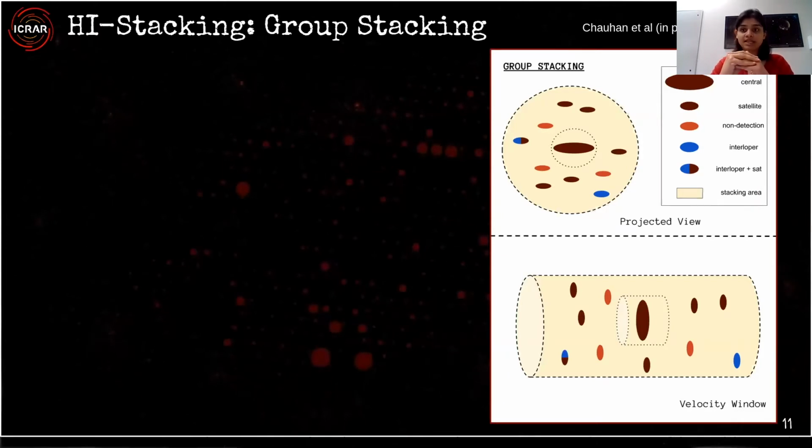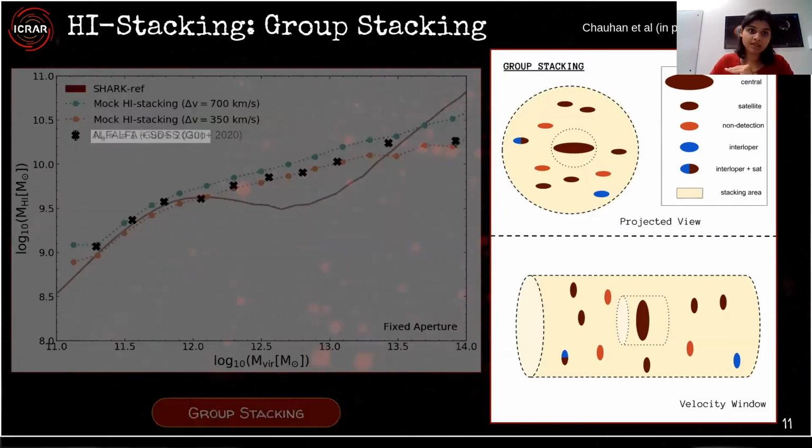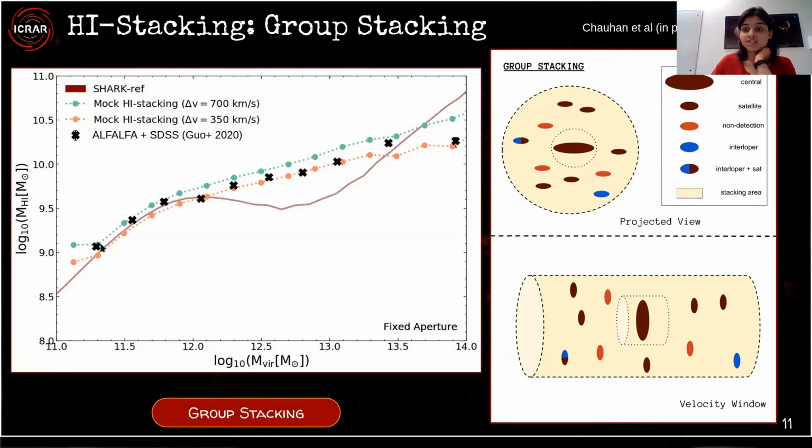And once we did this and we did the mock HI stacking as well, trying to see how close to the observations we come, what we find is that we are very close to the observed results. So the crosses over here are the observed results of the Guo 2020 paper. We tried to see different variations. We did two stacking windows. One was around 700 kilometers per second and the other stacking window was 350 kilometers per second, just to see how big of a difference it makes.